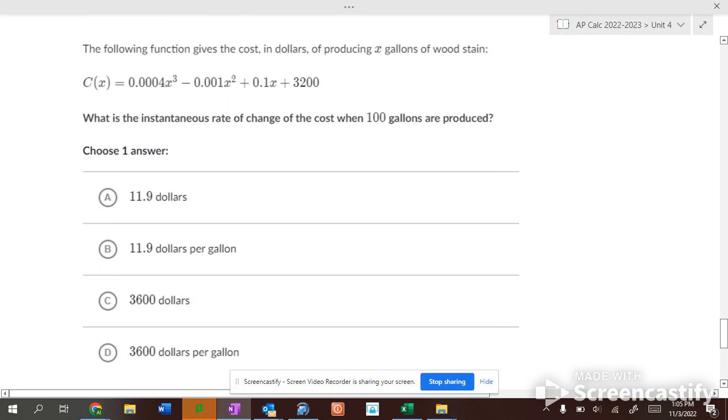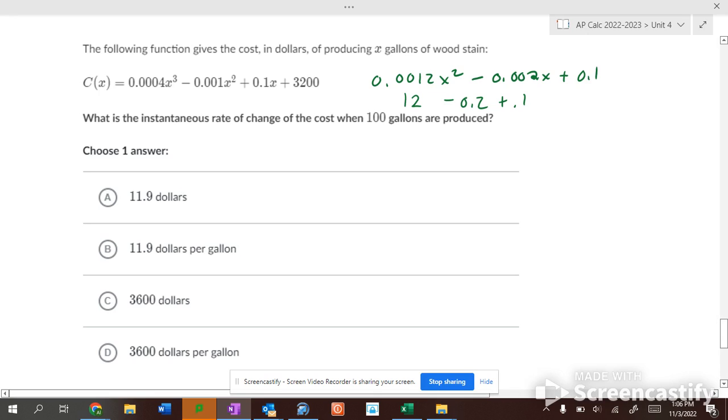The following function gives the cost in producing x gallons of wood stain. What's the instantaneous rate of change of the cost when 100 gallons are produced? Okay, so we have to take the first derivative of the cost, which is 0.0012x squared minus 0.002x plus 0.1. All right, so we're putting in 100. 100 squared is 10,000. 10,000 times this moves it 5 places to the right, right? So it's 120 minus, this is 100, so multiply this by 100. It's like minus 0.2 plus 0.1. So, this must be 12. 12 minus 0.2 plus 0.1. There we go. Which is 11.9.